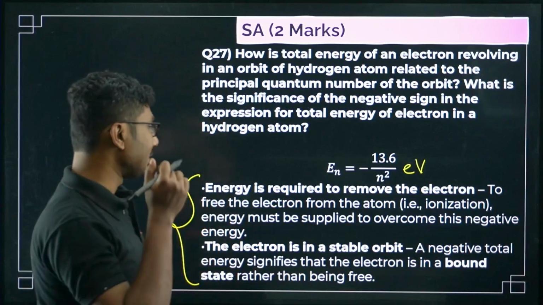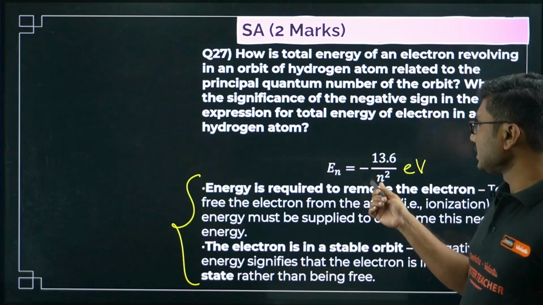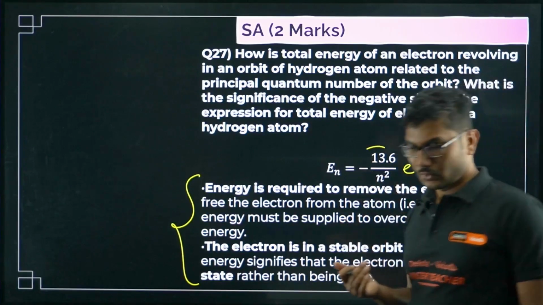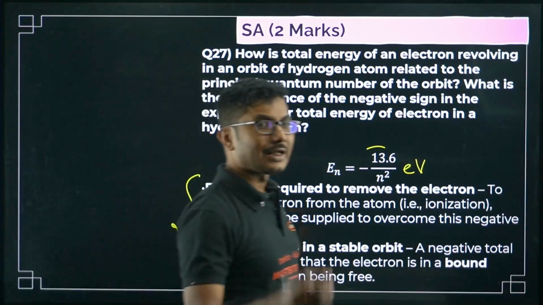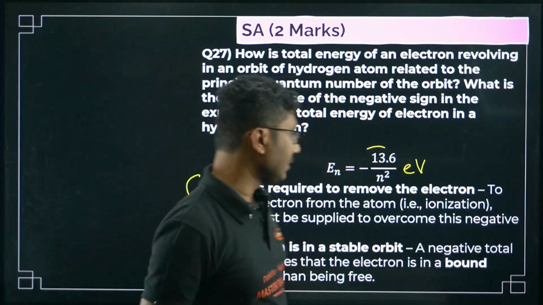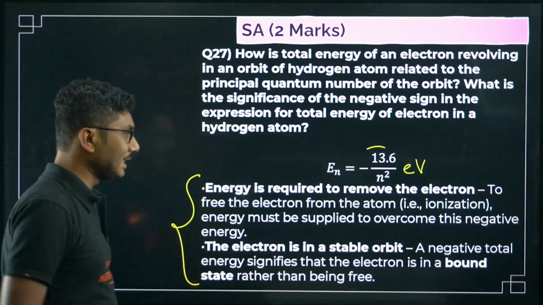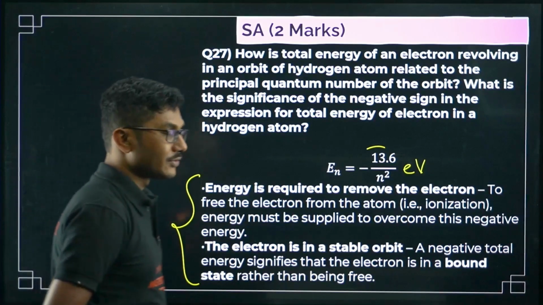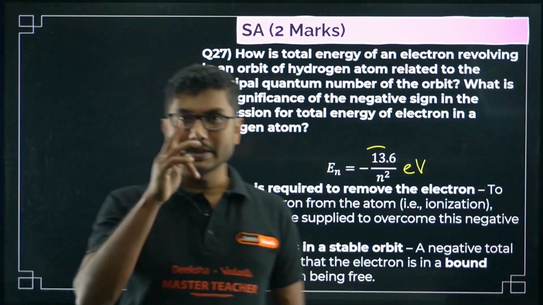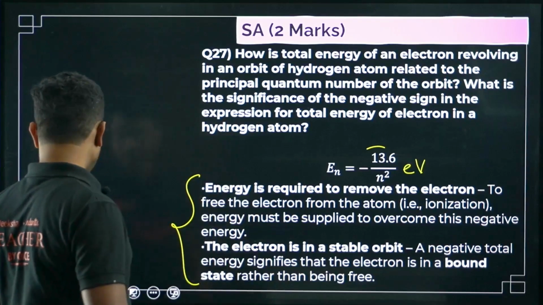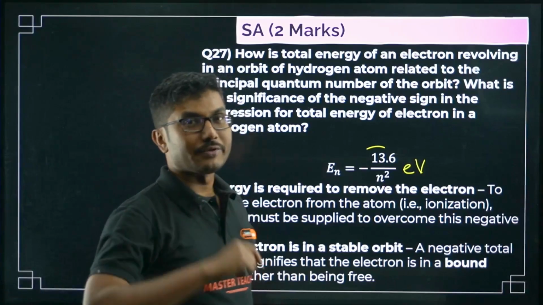The negative sign represents that if you want to remove the electron from the orbit, then you must make this negative energy zero. So that is one point. The second point is that the negative sign represents that the electron is bound to the nucleus. So a negative total energy signifies that the electron is in a bound state rather than being free. If they are free, the energy will be positive, but because electrons are bound to the nucleus, the energy is negative. Any free electron not in an orbit generally has a positive energy, right?